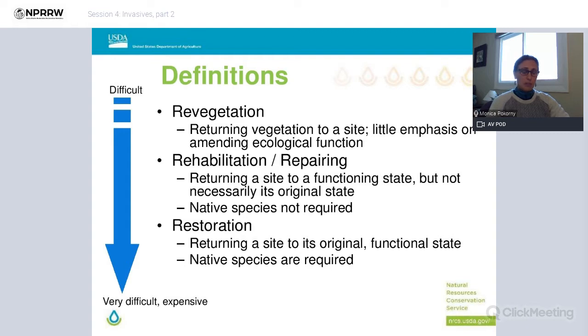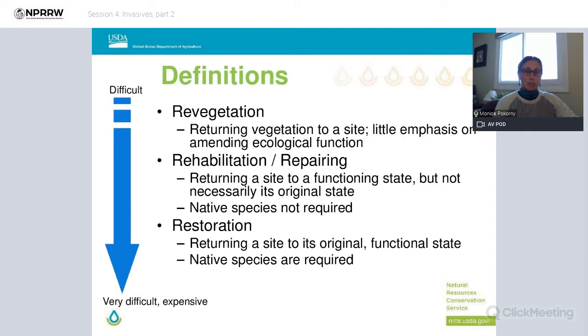Just a few more definitions. We're going to be talking about revegetation during this presentation, and by that I mean that we're returning vegetation to the site. So we're going to have little emphasis on amending ecological function. There might be a couple places where I talk about rehabilitation or repairing a site, and that's where we're starting to address the functioning of a site. But we're not necessarily trying to restore or bring it back to its original state.